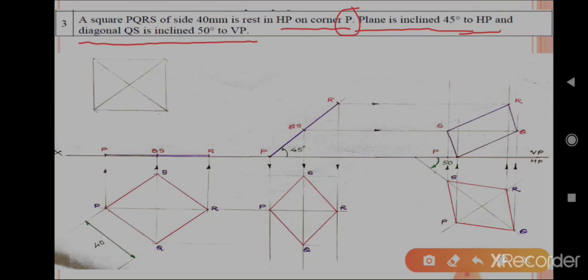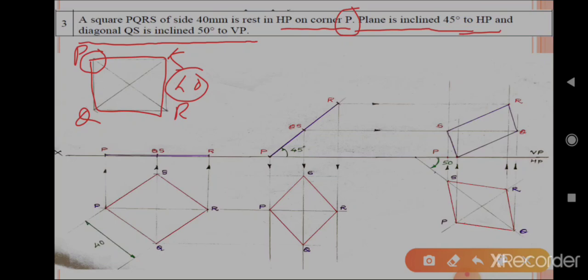So for that purpose, first draw the square PQRS of side 40 mm. Because the plane is resting on one of its corners, that is P, simply draw the PQRS square of 40 mm side.